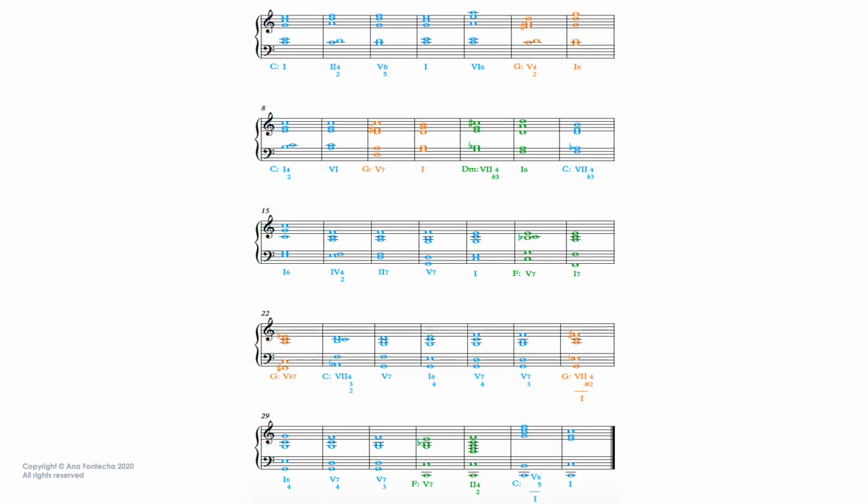In this graphic, we see now those tonal regions in colors. When the music is in the home key, it's in blue, in orange when it's in the dominant region, and in green when it's in the subdominant. There are 6 bars in the dominant and 6 bars in the subdominant region. That means they are balanced and equally important. Remember that those harmonies were already present in the introduction of the piece.